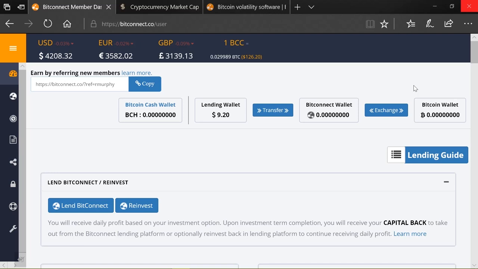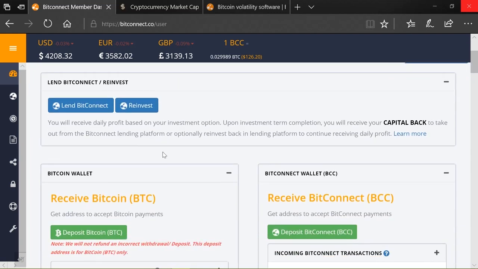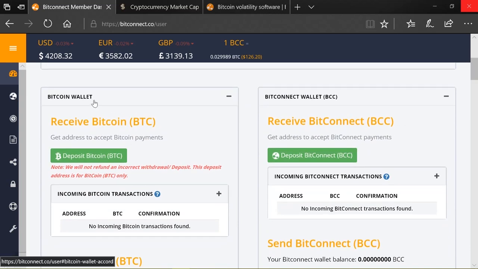Me personally, it's sterling. It may be euros, it could be dollars, it could be any other currency, but it doesn't matter. So let's quickly cover the area of Bitcoin that you will have to bring in.